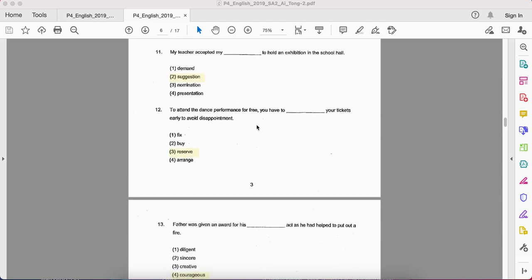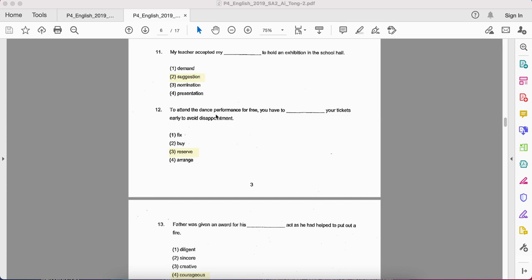Okay, question number 12. To attend the dance performance for free, you have to blank your tickets early to avoid disappointment. So you would know that you're kind of making a reservation or a booking for a ticket. All right, so if you read that, you already know, but you're just going to look at the answers given. Fix, not appropriate. Buy, you're doing this in advance. Okay, so for free, you have to dash your tickets early to avoid disappointment.